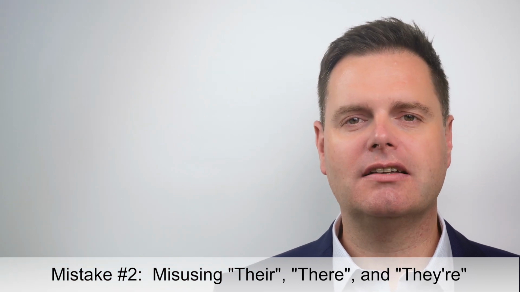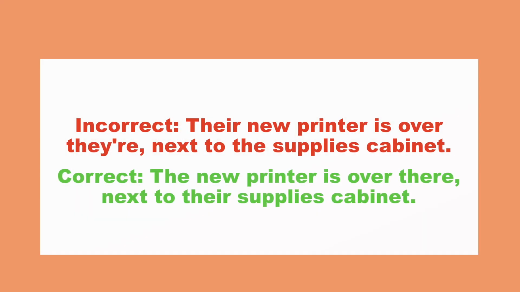Now consider a colleague is directing you to office equipment. If you heard their new printer is over there next to the supplies cabinet, you'd likely be puzzled. So let's correct it. It should be the new printer is over there next to their supplies cabinet, clearly indicating location and ownership. The right word choice eliminates confusion, guiding everyone effortlessly to the printer and supplies.